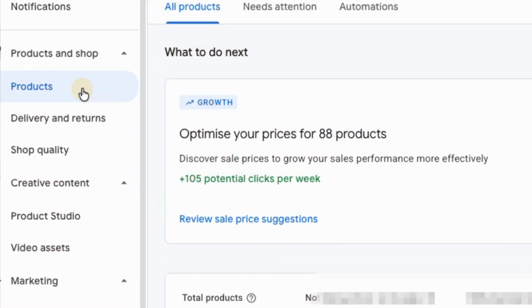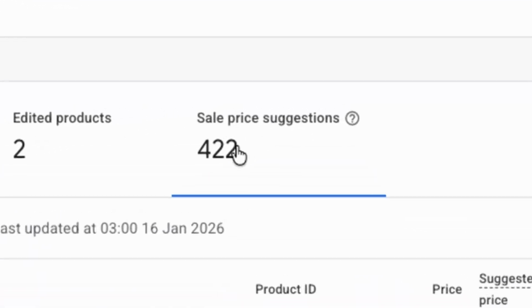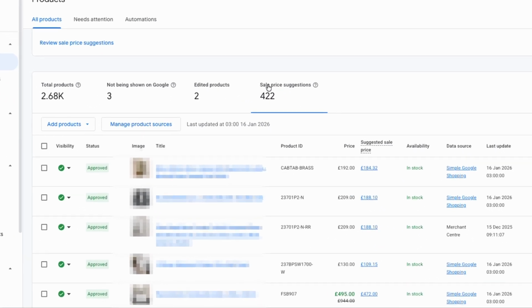Now, you don't always have to be the cheapest, it does help, but you do need to be in the mix to get the most exposure. So go and have a look at Google's sale price suggestions for a steer on what it's thinking when it comes to price.